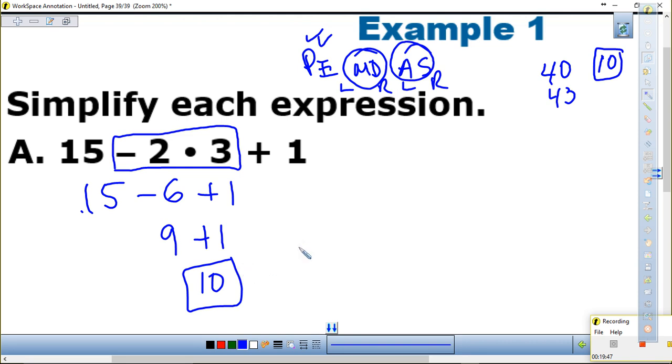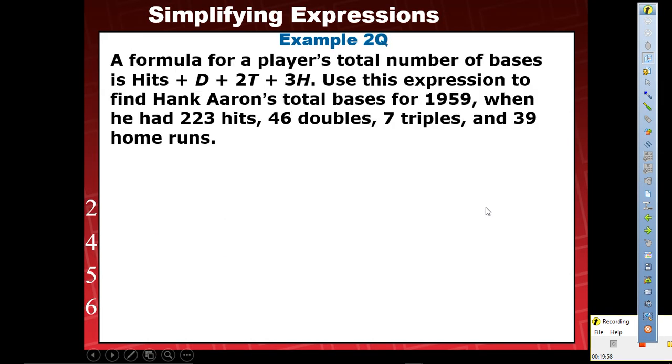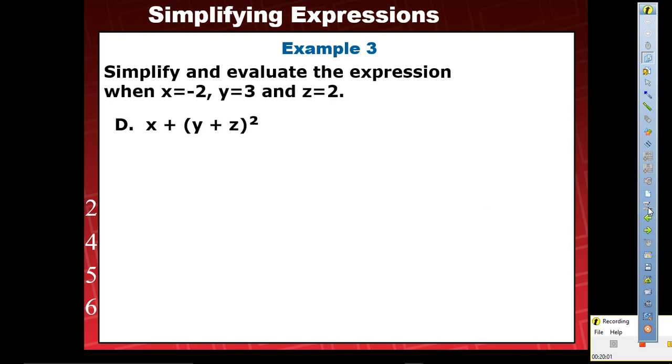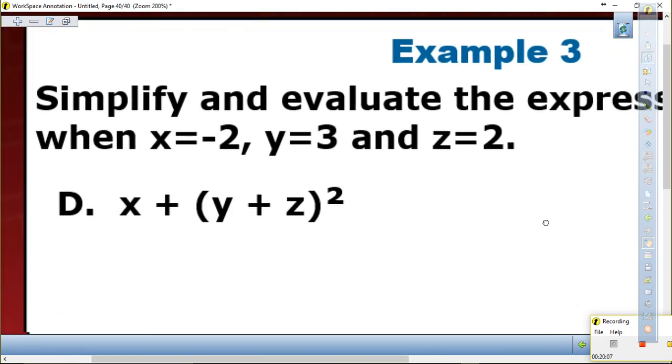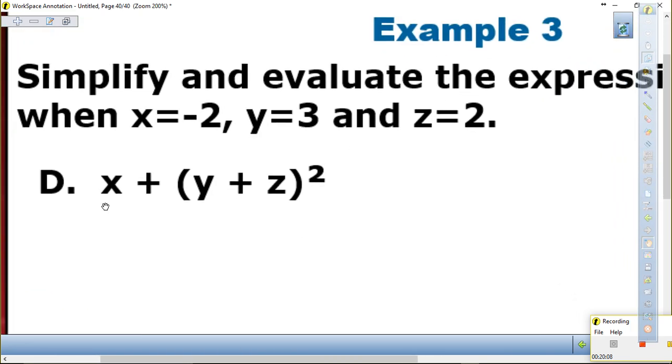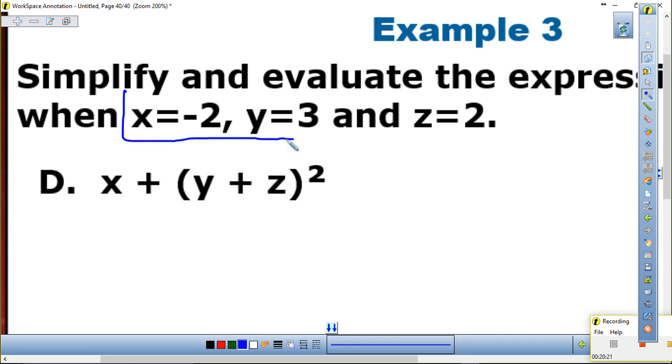Tonight, that's basically the home plate. However, the only thing that's going to be different is that we're going to evaluate expressions. So copy this next one. Example 3. I want you to copy this expression, x plus parentheses y plus z, close parentheses squared. But on the side, I want you to write this. X equals -2, y equals 3, and z equals 2. So this is how we evaluate. You get your expression, and we substitute the values that they give us.